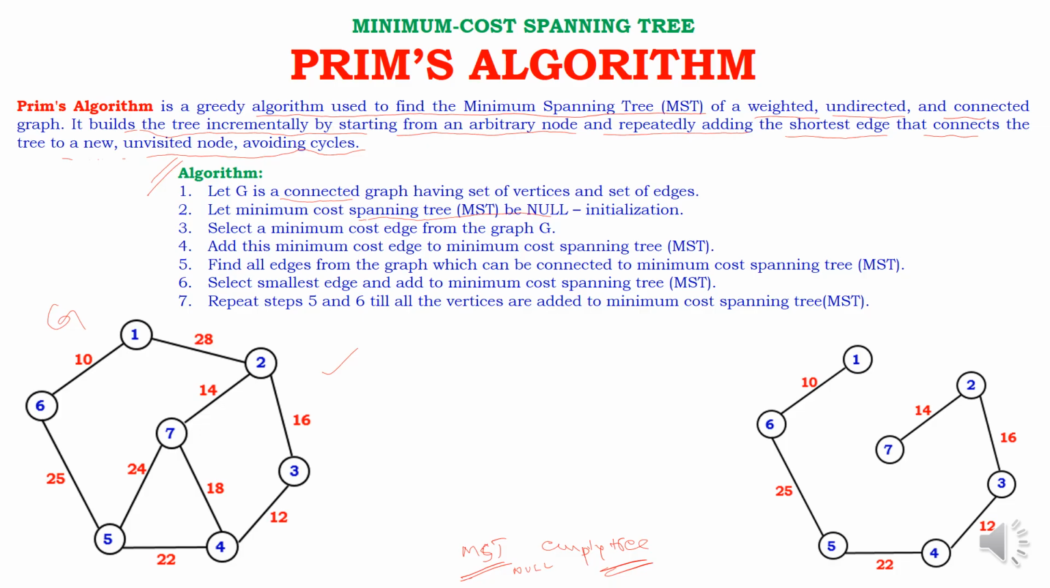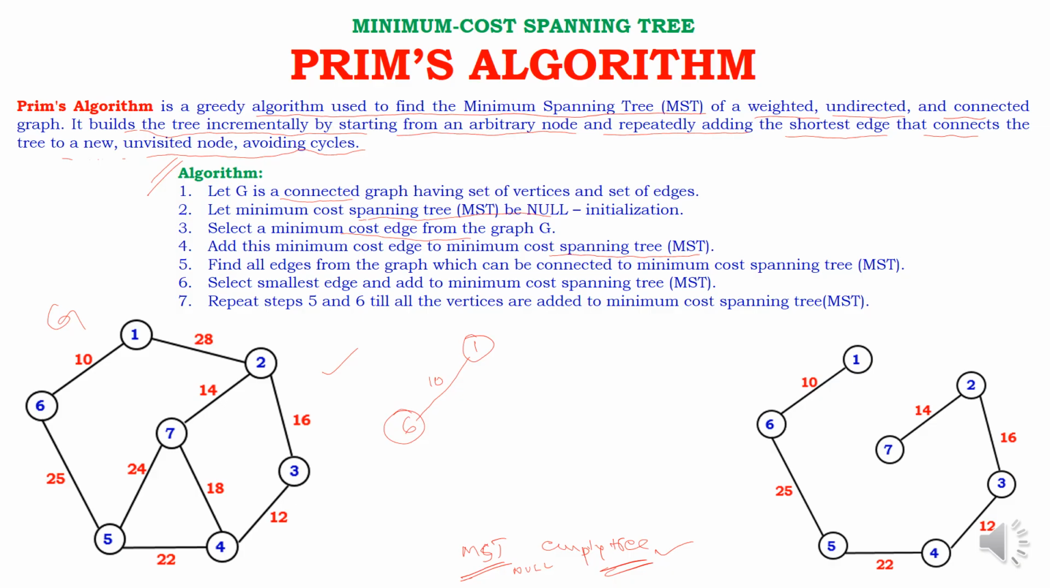Then select the minimum cost edge from the graph. See here, the minimum cost edge is the one with weight 10, which connects node 1 and node 6. Then add this minimum cost edge to the minimum cost spanning tree. Initially the minimum cost spanning tree is an empty tree. Now we have added one edge.